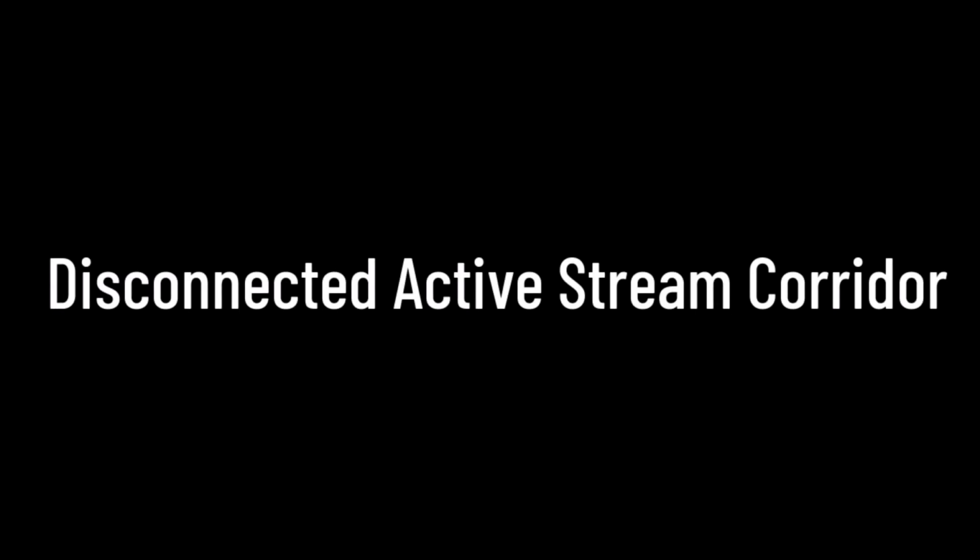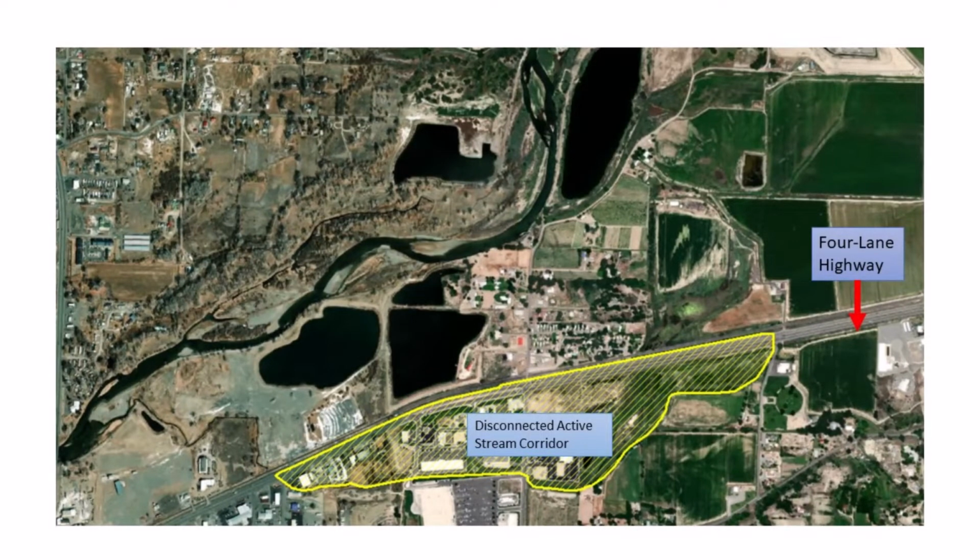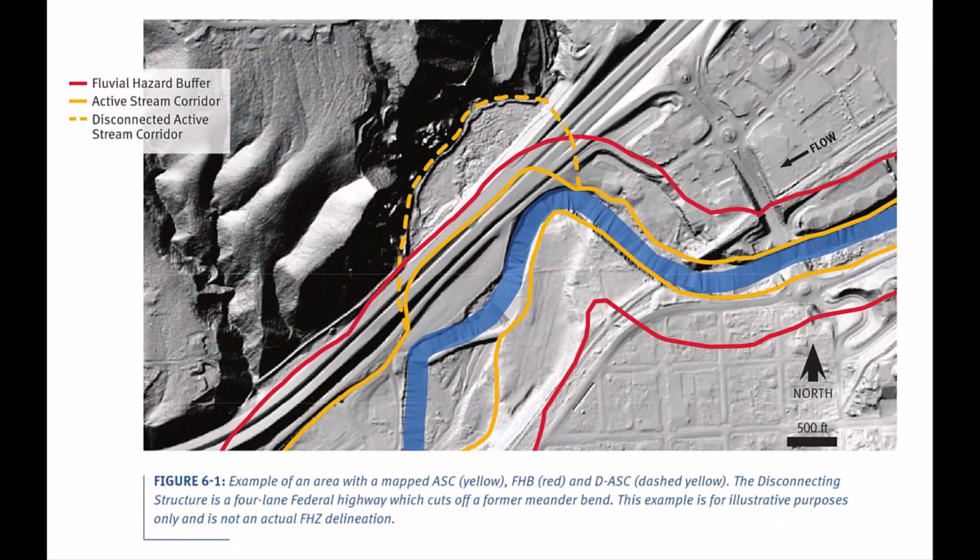Disconnected active stream corridor. In some instances, certain infrastructure may restrict fluvial geomorphic processes from acting upon areas that were historically part of the active stream corridor. In these instances, areas that would have been mapped as part of the active stream corridor, but have been disconnected from fluvial processes through the establishment and maintenance of certain engineered structures, are identified as disconnected active stream corridors.